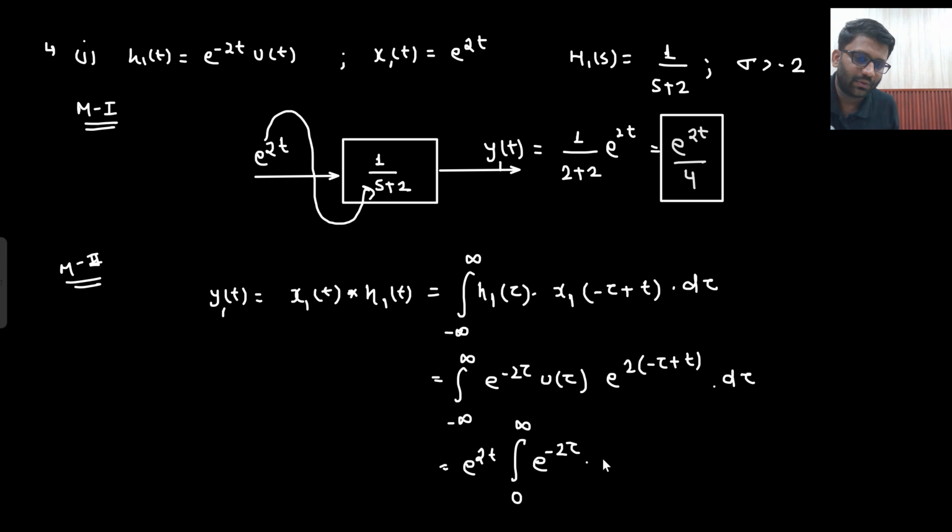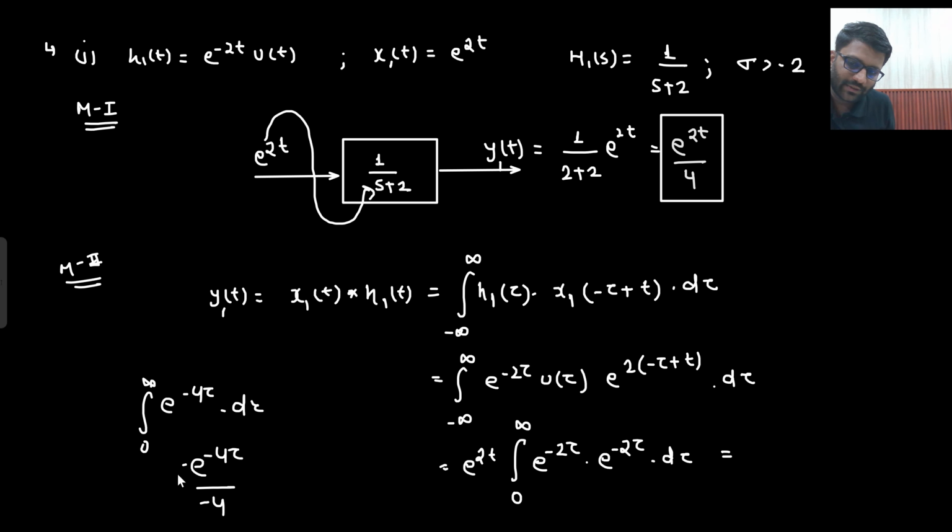e to the power minus 2 tau, then another e to the power minus 2 tau dot d tau is there. Right? So what are we getting? Simply this will throw 1 by 4. If you know the integration, this integration 0 to infinity e to the power minus 4 tau dot d tau, what you will do? e to the power minus 4 tau divided by minus 4, from 0 to infinity. So e to the power minus infinity is 0, minus e to the power 0 is 1, divided by 4, another negative sign is already there. So this will throw 1 by 4.